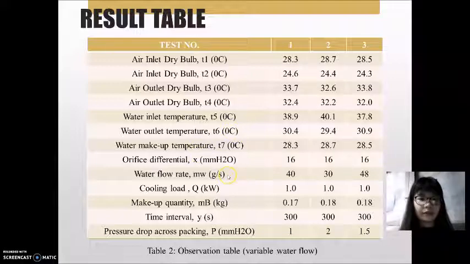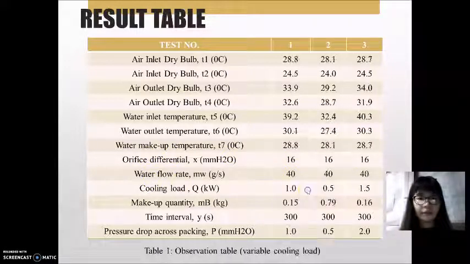This one is for the water flow rate. We change from 40 to 30 and to 48. And for the orifice differential and cooling loss, we will specify. And for the last part, which is part 3, we fix the orifice differential and water flow rate, and we only change the cooling loss from 1 to 0.5 to 1.5.